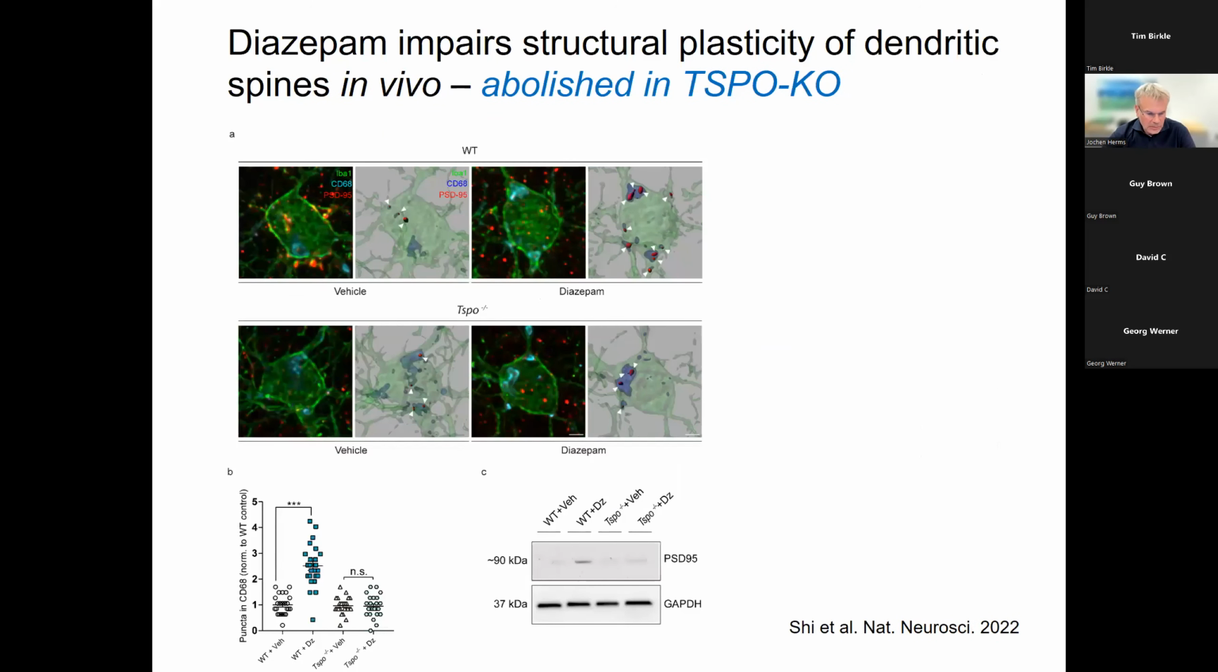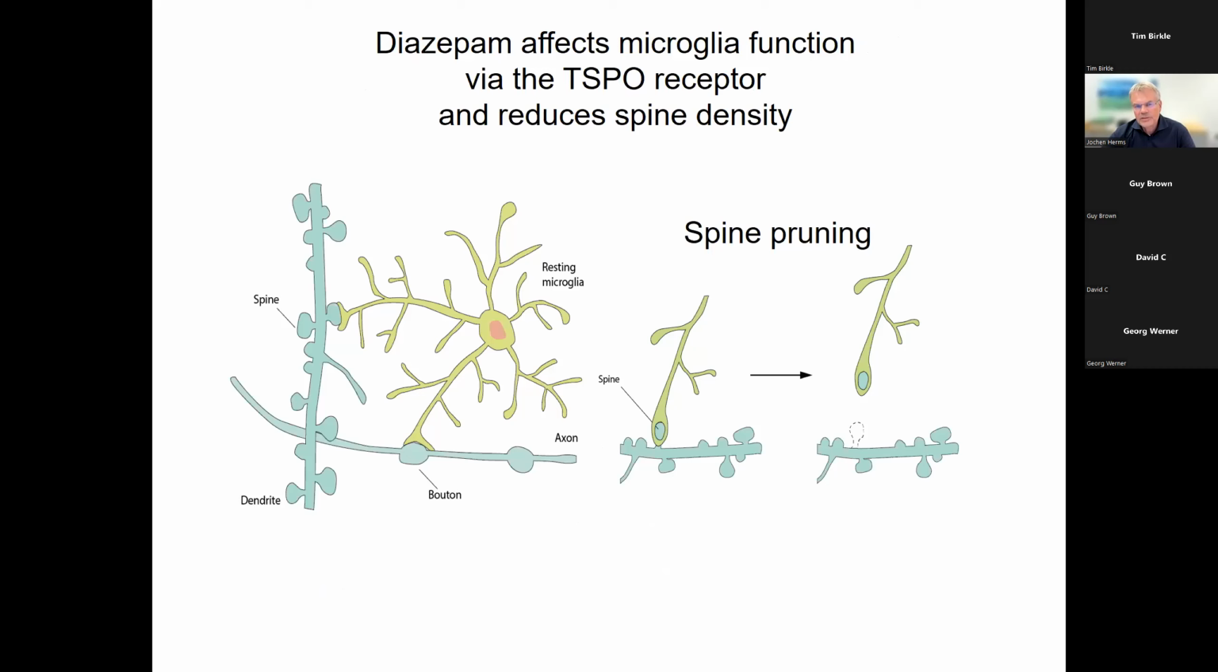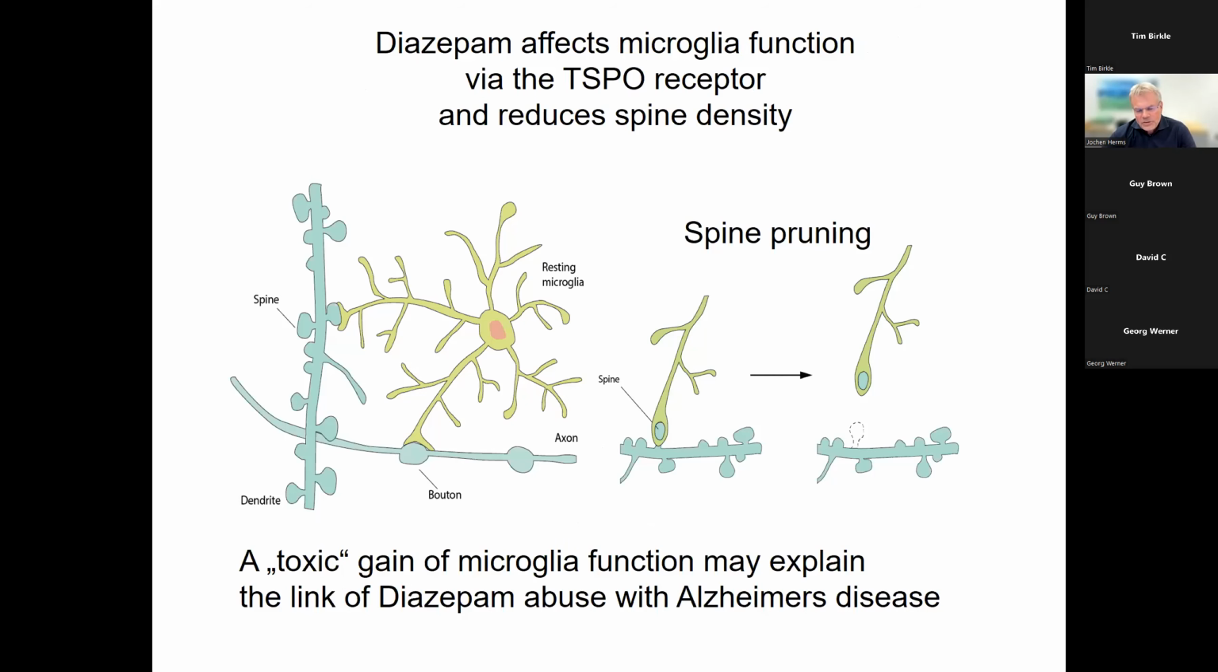And also, we looked at the stomach of microglia. So we looked into lysosomes of animals lacking the TSPO receptor. And here we do not see an increased amount of synaptic proteins. So synapses are not eaten up with chronic diazepam treatment if the TSPO receptor is lacking. So diazepam affects microglia function via the TSPO receptor and reduces spine density. So obviously, there's a toxic gain of microglia function that may explain the link of diazepam abuse with the risk of Alzheimer's disease.